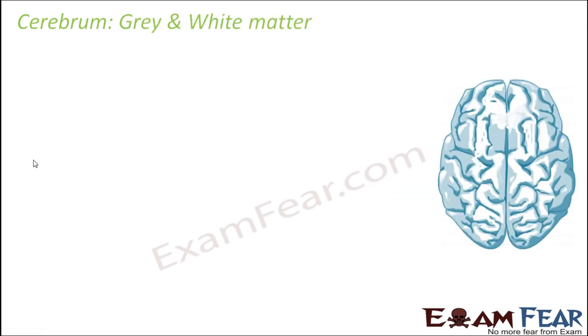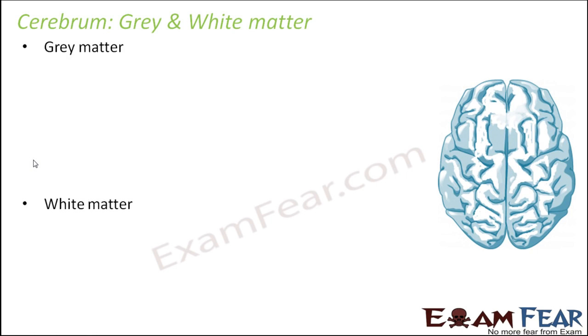Now, another important term when we talk about the cerebrum is the gray matter and the white matter. You would have often heard of these terms, gray matter. Somebody who is very intelligent, people often say that he has got a lot of gray cells. That is how people use these terms. So today you will get to know what exactly the gray matter and the white matter are.